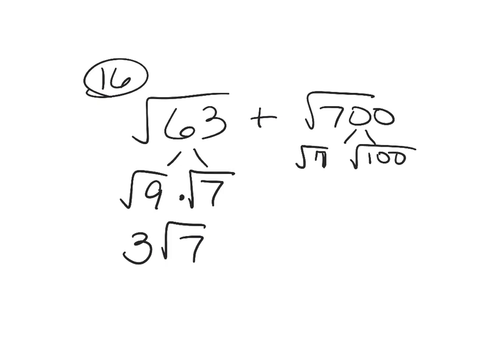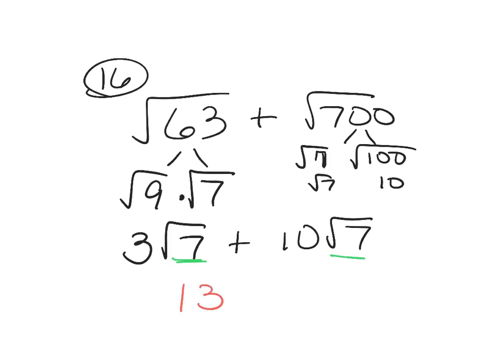I can see that the 100 is a perfect square and the 7 is not. So I'm going to get 10 square root 7. I now have like radicals, so I can just add the coefficients. So 13 square root 7.